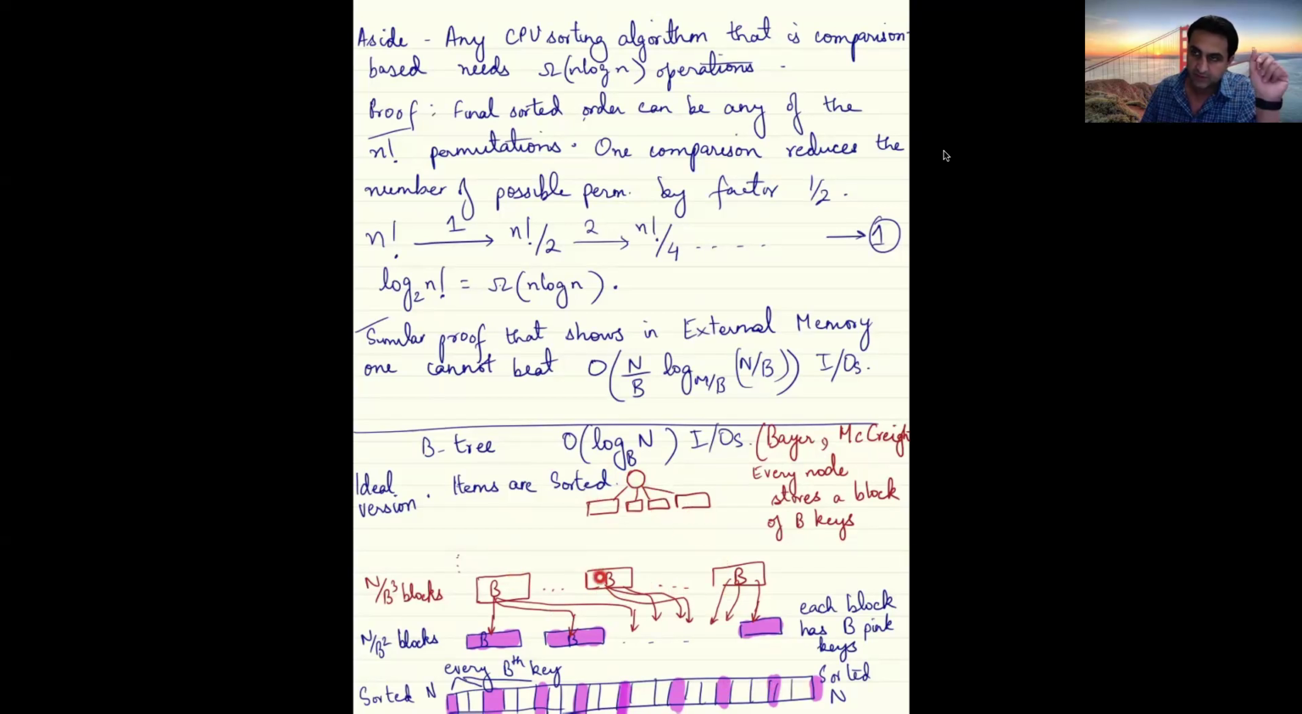And in general, for every node of B pivots, these B pivots partition the area of this node into B plus 1 chunks. And for each of those chunks, you bring in B equally spaced elements, right? So the last level would basically have every Bth key. So you do every Bth key, every B squared keys, every B cubed keys, and so on. Are there any questions about what a B tree is?